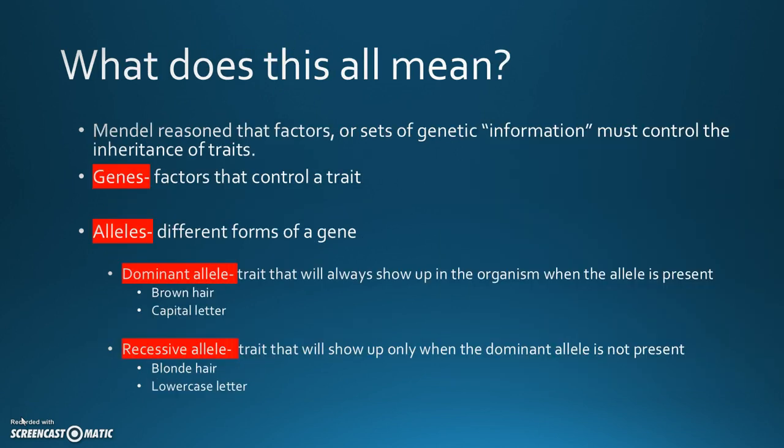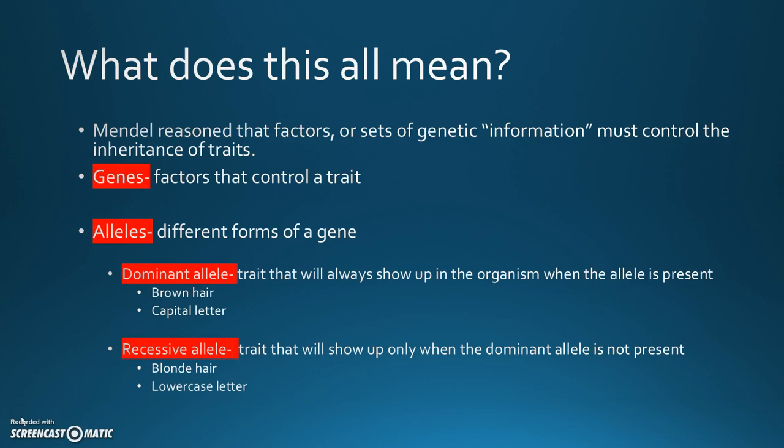So what does this all mean? Mendel reasoned that the factors or sets of genetic information must control the inheritance of traits. So whether it was a tall plant or a short plant, whether the seed was yellow or green, whether the seed was wrinkled or smooth. And genes are factors that control a trait. And they're what control your traits too. Alleles are different forms of that gene.